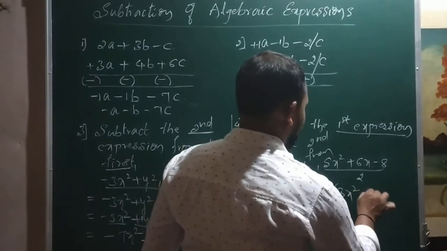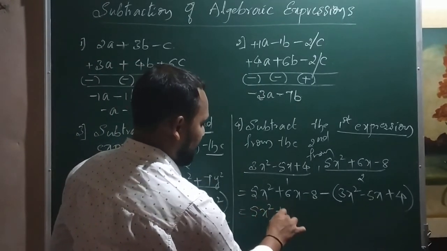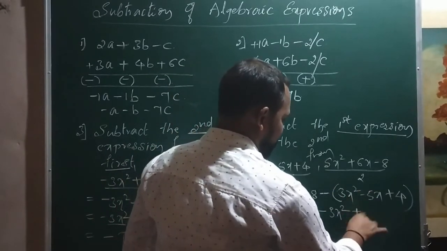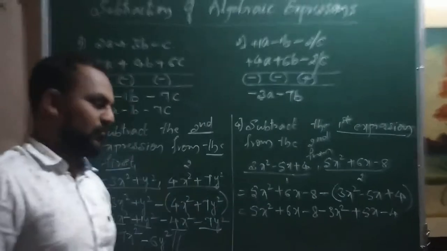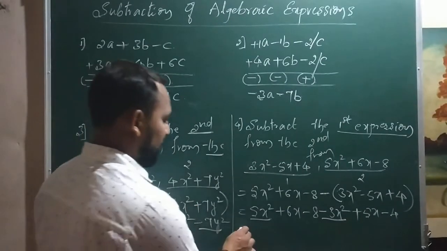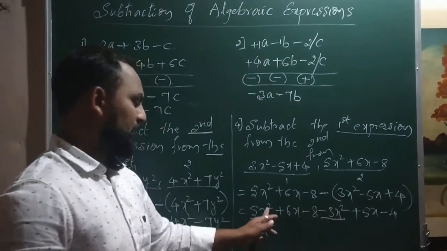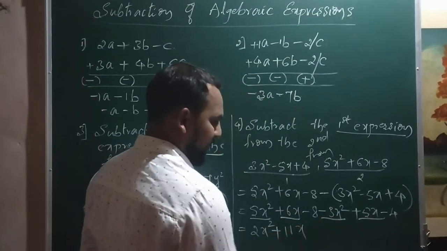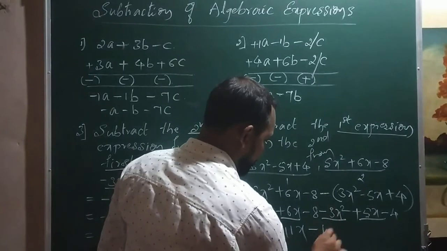Here, 5x square plus 6x minus 8, plus into minus 3x square, minus into minus plus 5x, plus into minus 4. In like terms, 5x square minus 3x square is 2x square; the bigger value's sign is positive, 5 minus 3 is 2. Next, 6x and 5x both are positive, 11x. Minus and minus, the sum of two negative integers is negative, 8 plus 4 is 12.